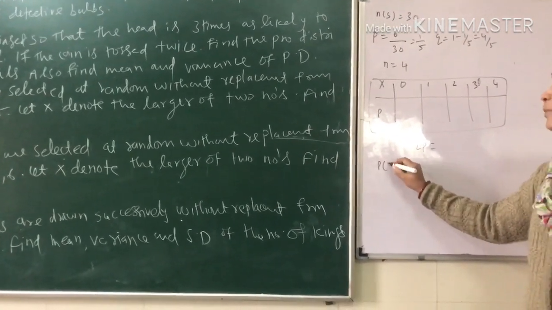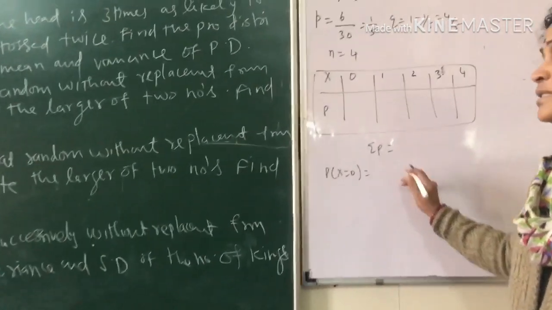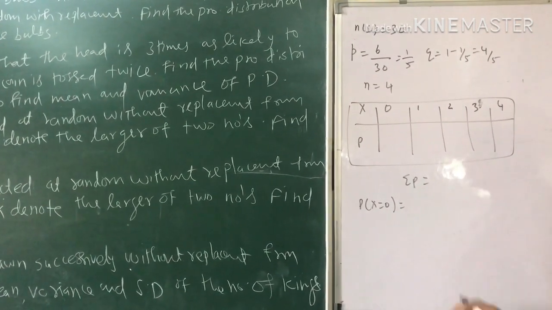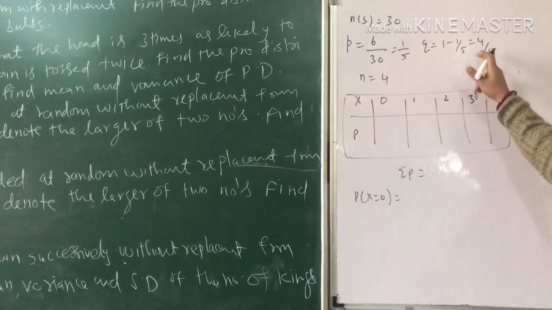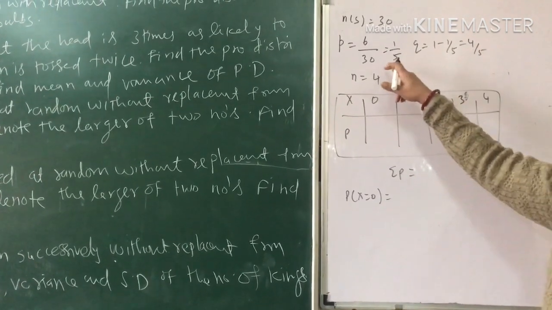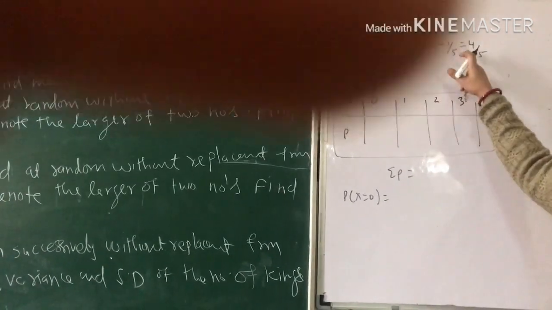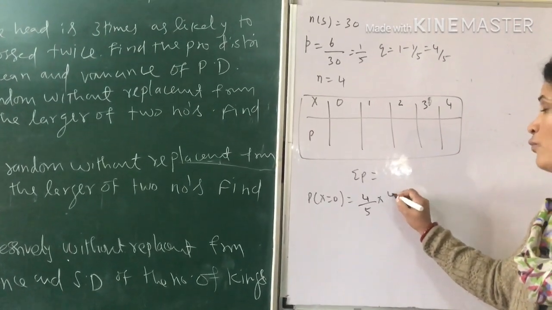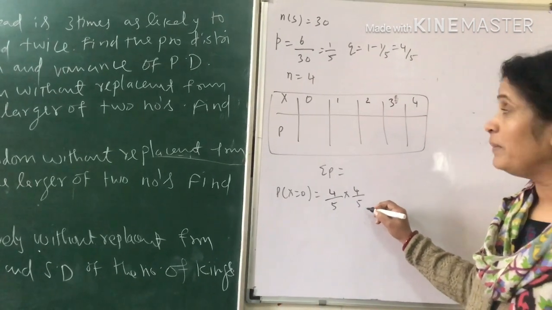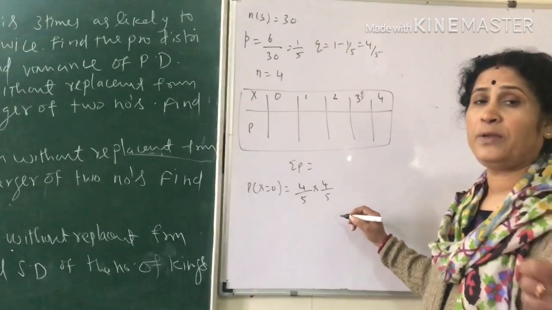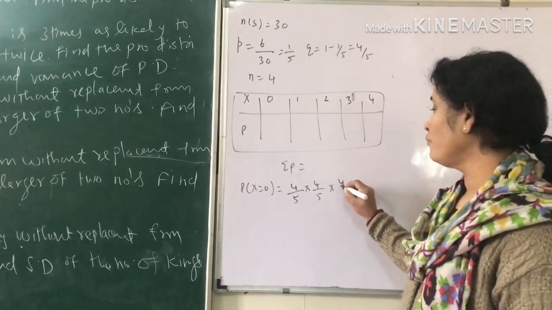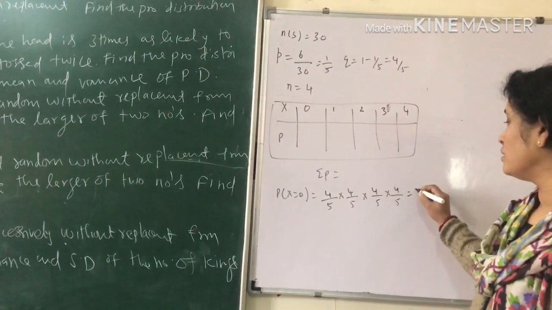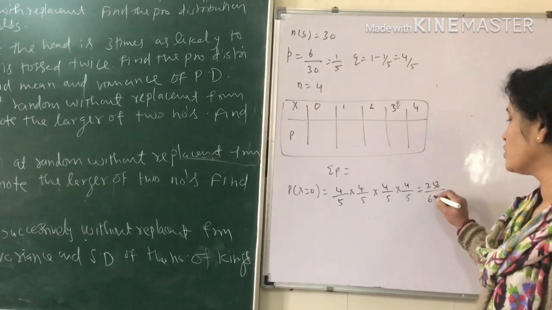Now I am finding the probability of X equal to 0. X equal to 0 means 0 success, that means no defective bulbs. Defective is 1 by 5, so no defective means 4 by 5. So 4 by 5 into 4 by 5 into 4 by 5 into 4 by 5, with replacement, each draw we have 30 bulbs only. So that is equal to 256 upon 625.